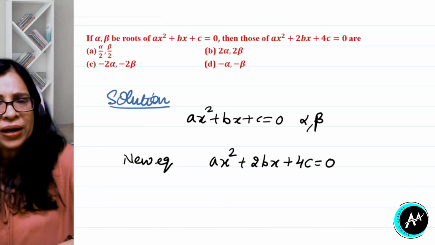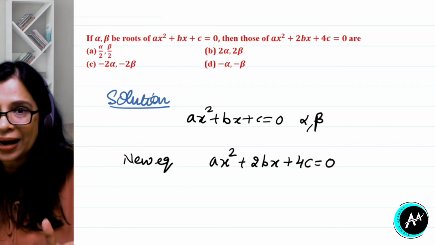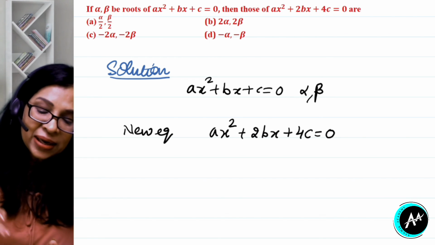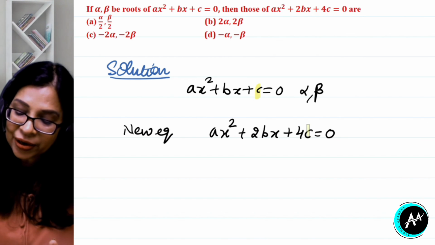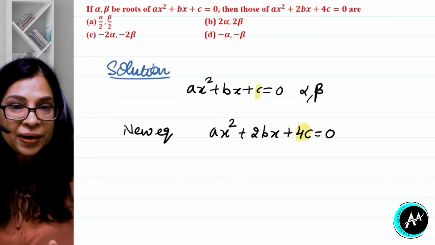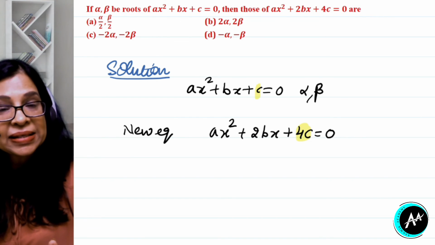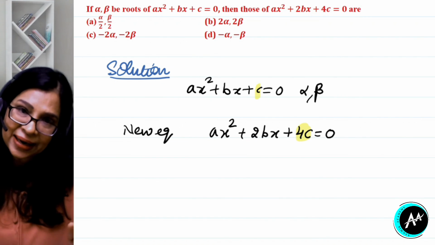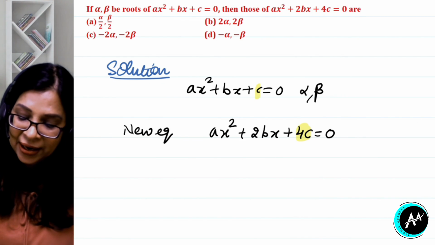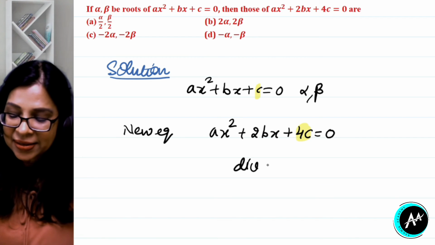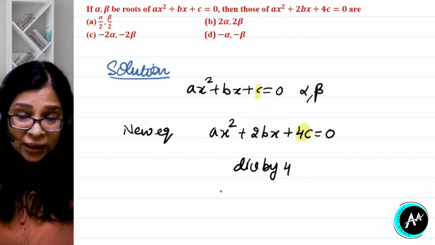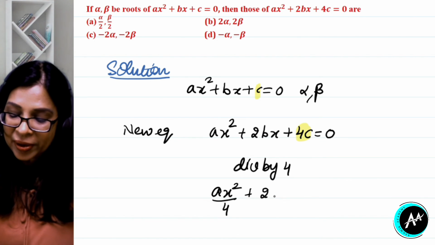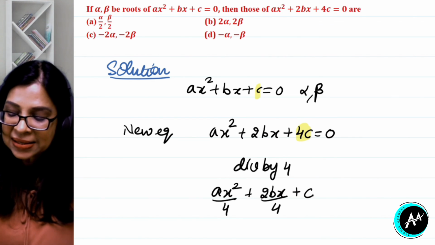One method would be that we take sum and product of roots, so we want to avoid that. Okay, let's see what we can do. Suppose in this equation, as you can see in the first one, the constant is c, here it is 4c. I want to compare these two, so let me make the constant in the second equation c, so that I can observe what are the changes made in x. So for that, I divide here by 4. Let me divide this equation by 4. What are we getting? Ax square upon 4 plus 2bx upon 4 and plus c is equal to 0.